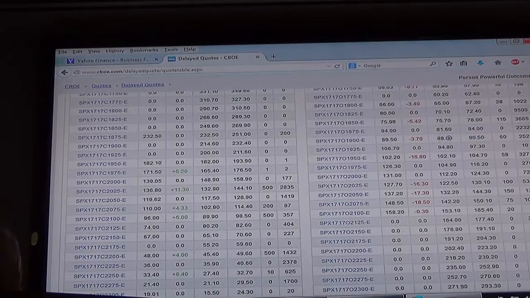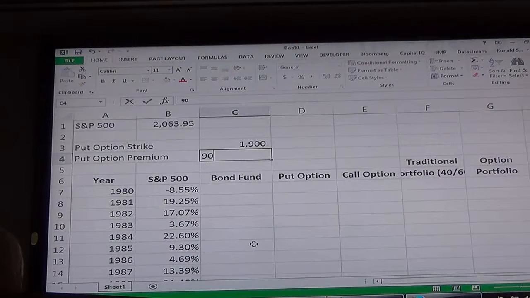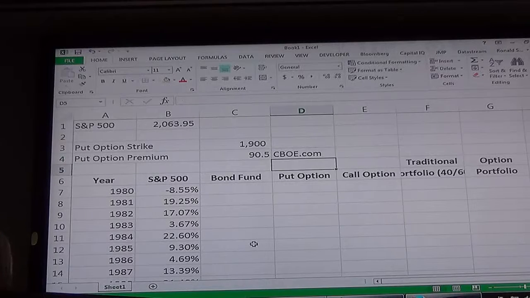Low price, or do you get to pay the high price? We're going to pay the high price, so that's $90.50. I got that from cboe.com.